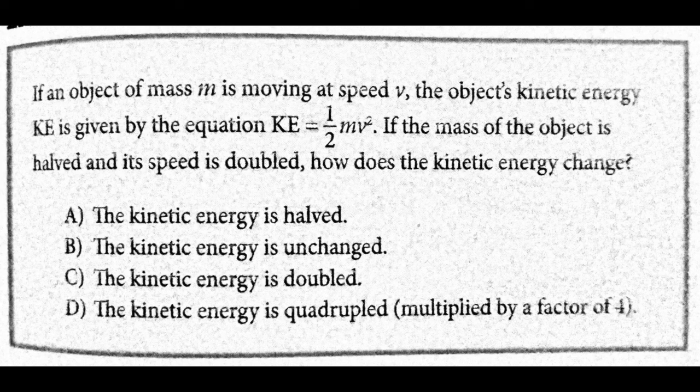If you were to substitute these new values into the original equation, you would end up with KE equals 18, which is double that of the original equation. Therefore, the correct answer is C, as the kinetic energy is doubled. This particular technique will always work, no matter which numbers you choose to set m and v equal to.